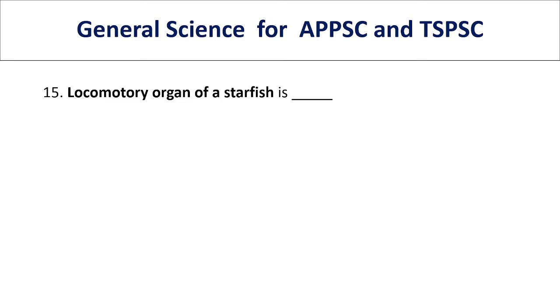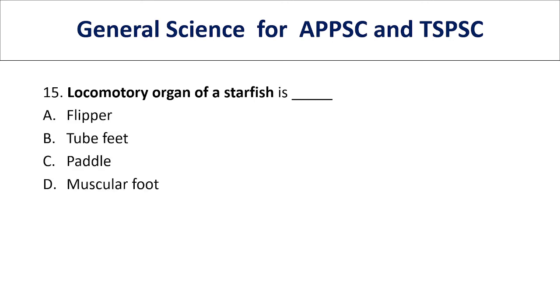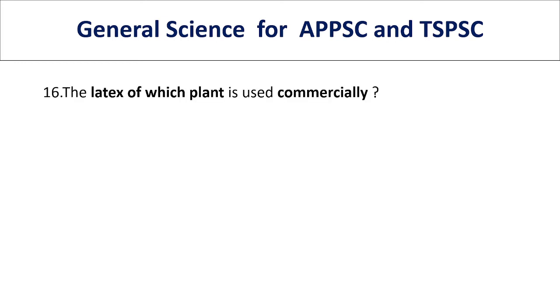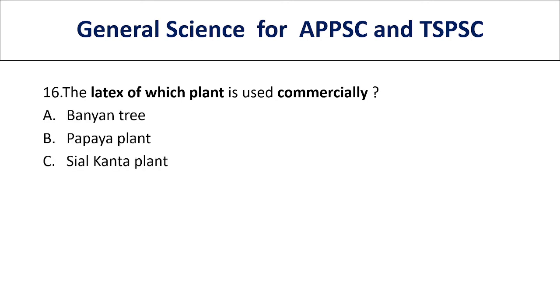The locomotory organ of a starfish is, and the options are flipper, tube feet, paddle and muscular foot. And the answer is tube feet. The locomotory organ of a starfish is tube feet. The latex of which plant is used commercially? And the options are banyan tree, papaya tree, Calotropis plant and a rubber plant. So the answer is rubber plant.